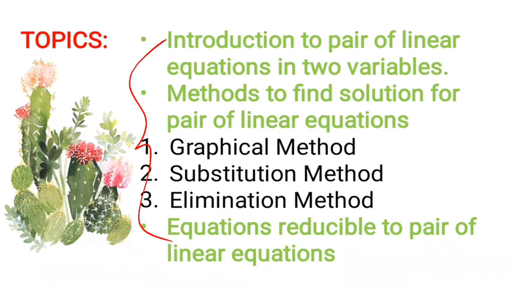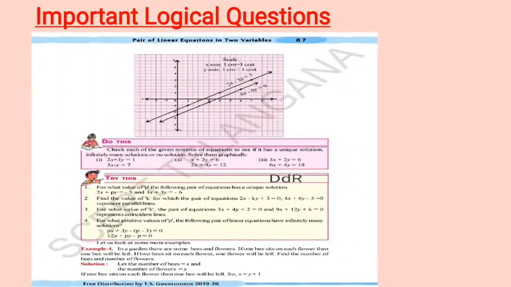In this video we are going to learn some important questions which are given on page number 87 of our textbook. Okay, see here we have a "Try This" bit: first question, second, third and fourth. These 4 are very important and logical questions, so let us discuss them in this video.